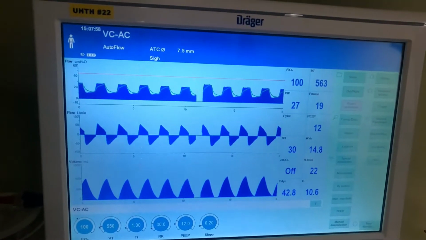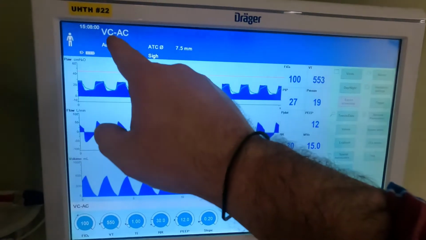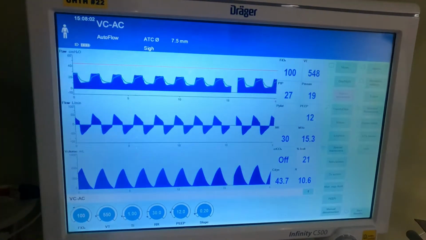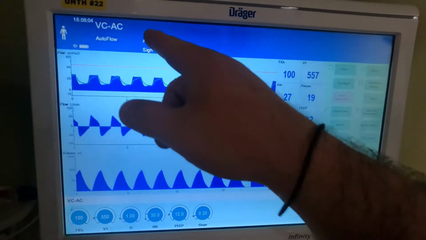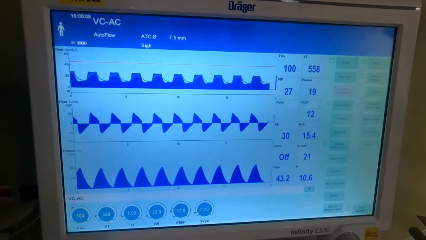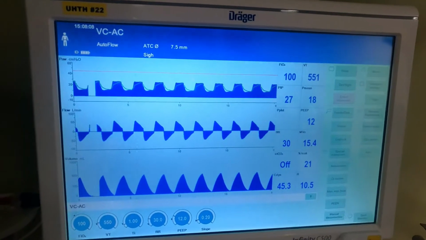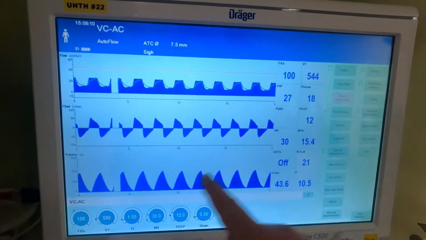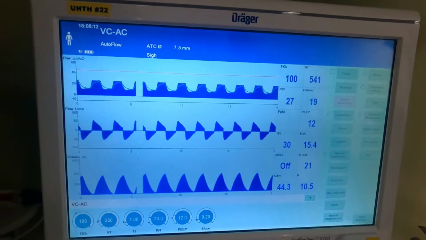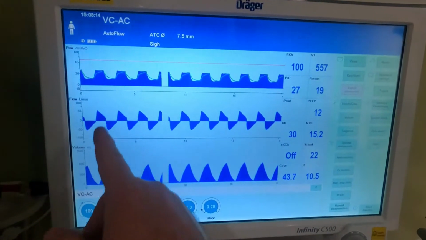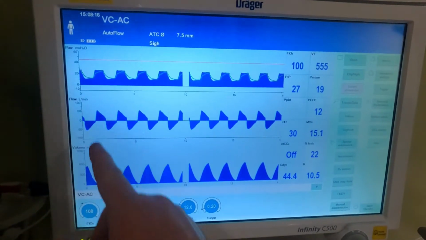So if we're looking here at this patient, first of all, we're going to see they're on assist control, volume control. They got a 7.5 tube and have a sigh breath. Settings across the bottom, patient values across this side. This is our scalar waveforms. So most important thing, I like to compare pressure to volume, pressure to flow to volume.